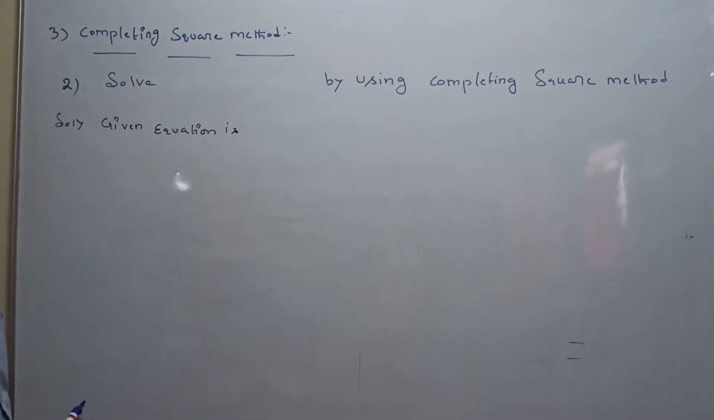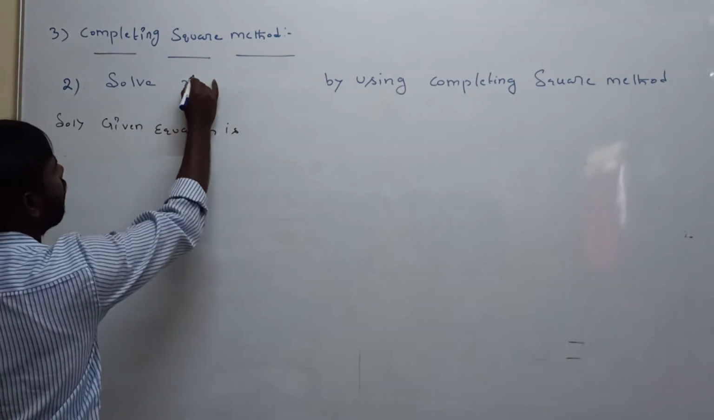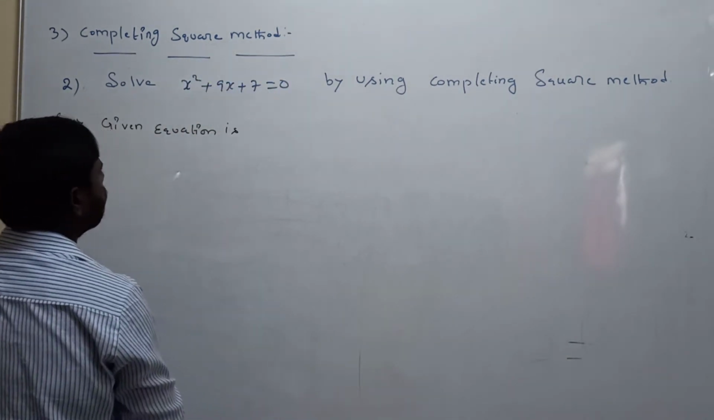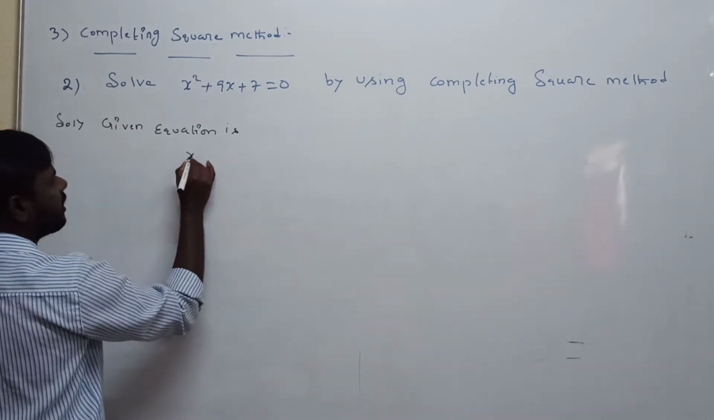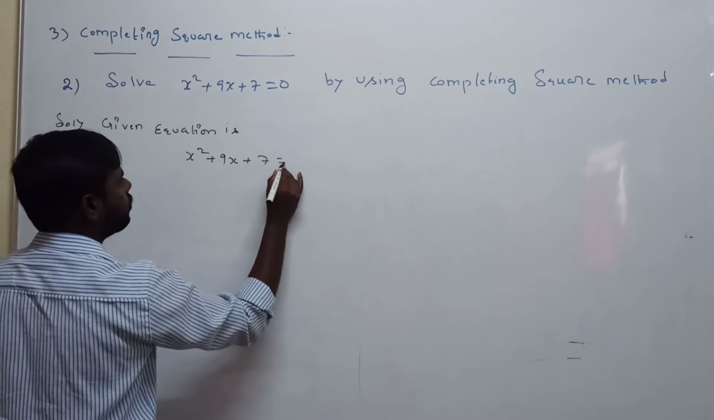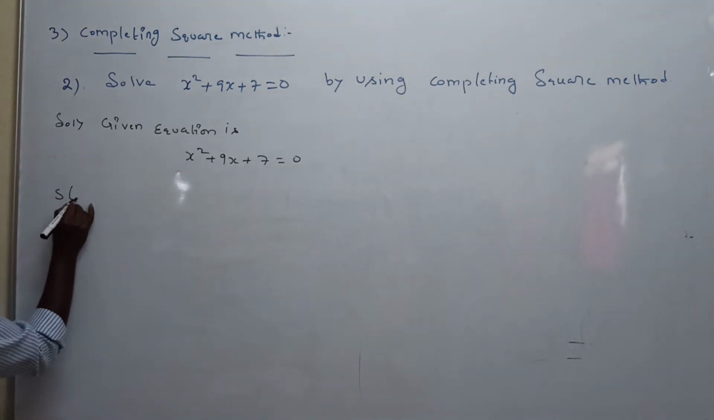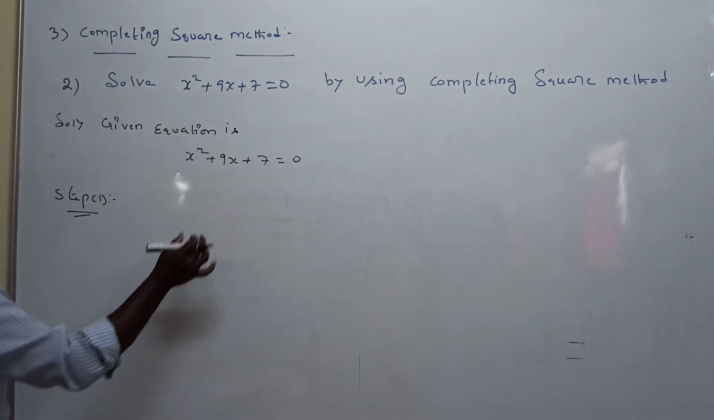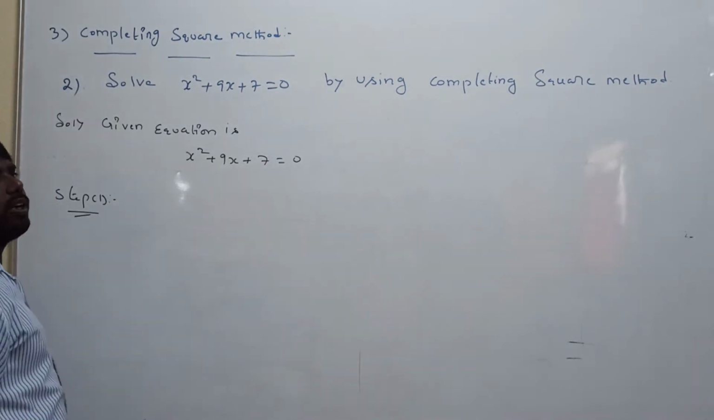The second question is x square plus 9x plus 7 is equal to 0. So, what is the given equation? Like as it is, x square plus 9x plus 7 is equal to 0. The step 1. What is the step 1? On the left of the equation, what is the constant value? Plus 7 is the constant value.